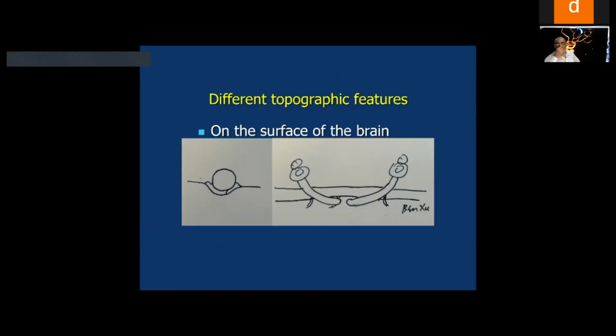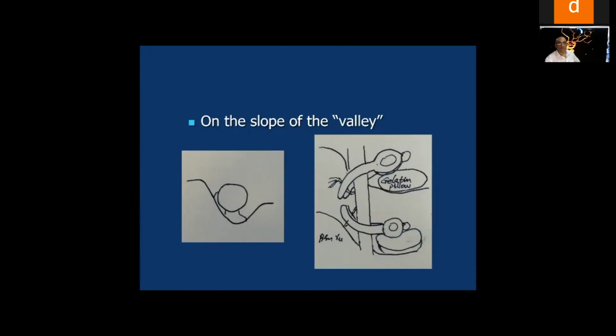We also analyze different topographic features. This is the most common one, on the surface of the plane. We can use 2 mini temporal clips to occlude the distal and proximal parts of the recipient artery and all the small branches. Sometimes it's on the slope of the valley, so we can clip the vessel in an oblique way and support the clips with gel foam.